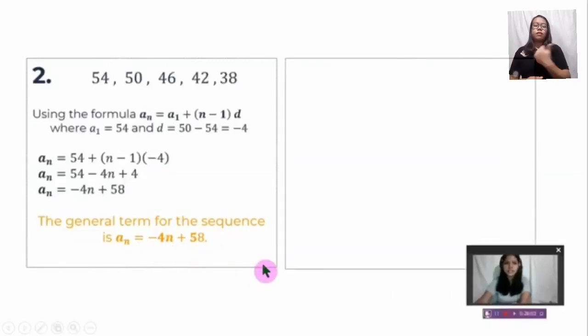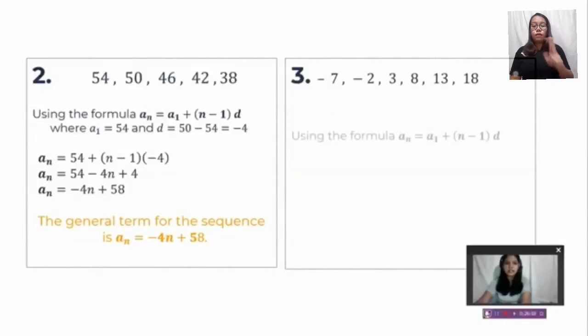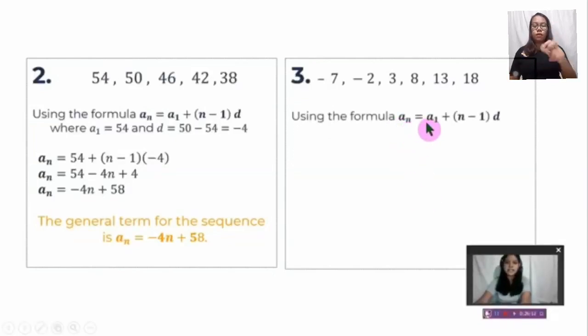Now let us try the next sequence: negative 7, negative 2, 3, 8, 13, and 18. Using the formula, a sub n is equal to a sub 1 plus the quantity n minus 1 times d. Let us identify the given. The first term is negative 7, so our a sub 1 would be negative 7. For the d, we can use any consecutive terms. So let us get 8 and 3. 8 minus 3 is 5. So our common difference is 5.